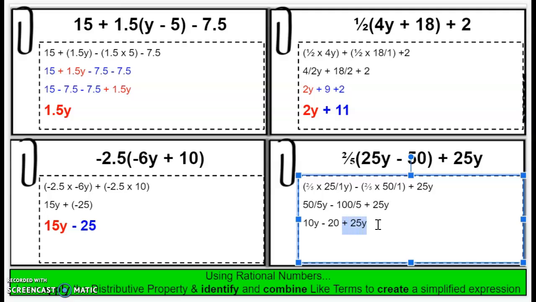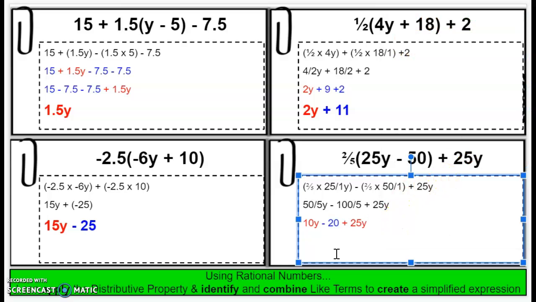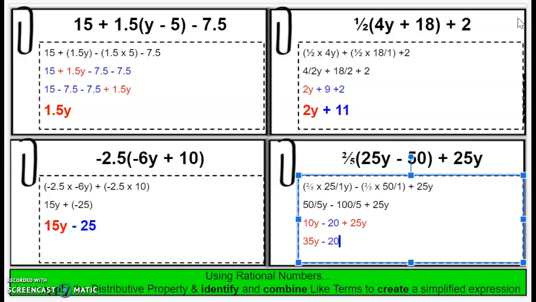All right, so now I need to make sure that you guys can see the different terms I have here. So I'm going to color code my terms. Again, the sign follows the term that's behind it. So I have 10y plus 25y, which gives me 35y when I add 10y plus 25y. And then I have negative 20. And that is the simplified version of this expression up here.